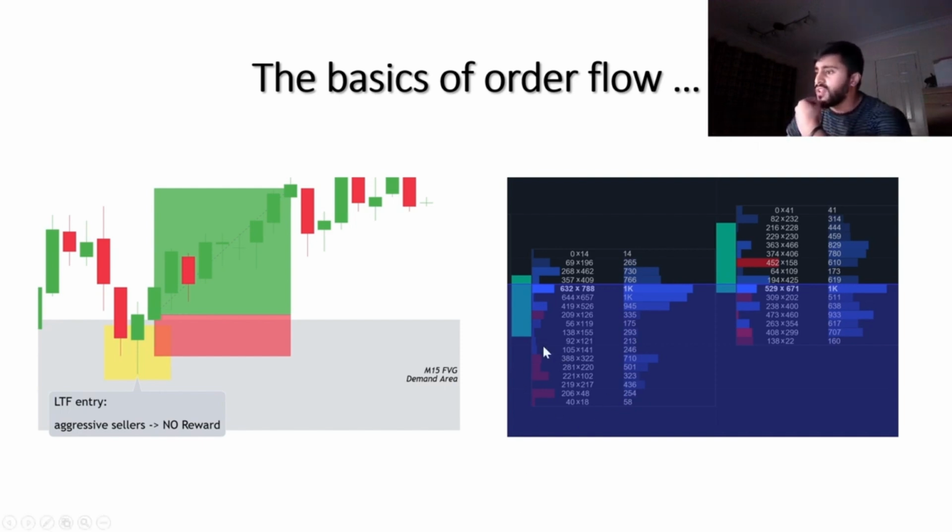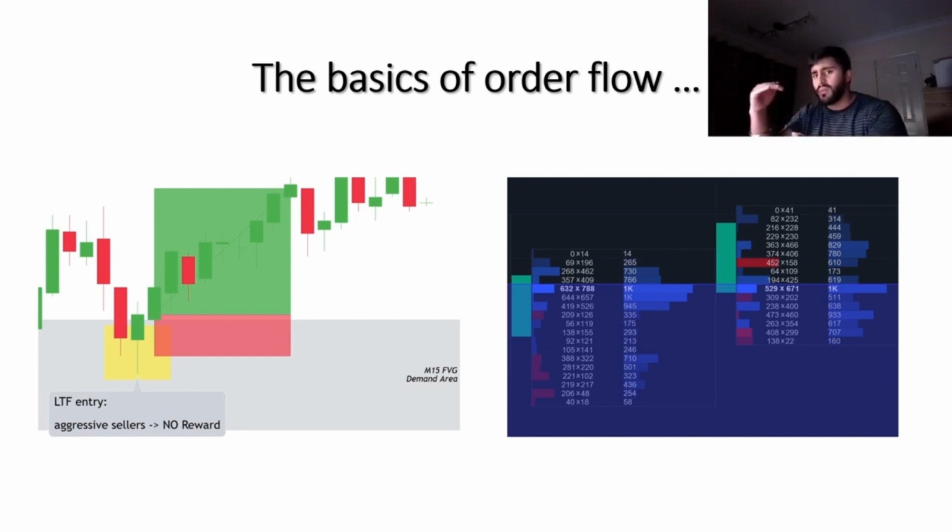So for example, if we see over here, we have a lot of red delta inside of this demand zone, right? We have a lot of red delta over here and red delta over here, right? You can even read the actual order flow. 40 for 18. So that's just over a 2-to-1 ratio. There's twice as many aggressive sellers as there are aggressive buyers. Despite that, the market moves up.